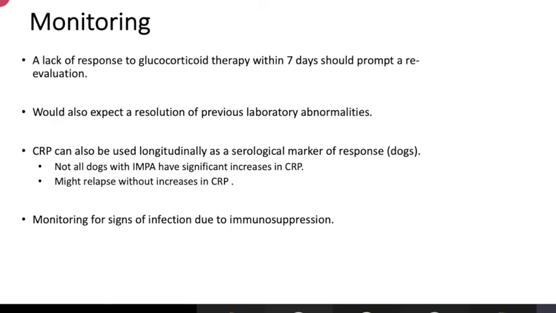And then other markers of treatment success can include CRP, so C-reactive protein. And it can be used sort of tentatively. Not all dogs with IMPA will have an increase in CRP, and sometimes they can have a relapse of clinical signs without increases in CRP. But if you have a high CRP initially, it can be quite a useful serological marker of a dog's response to treatment over time. And then also monitoring these patients for signs of infection due to immunosuppression is important as well.